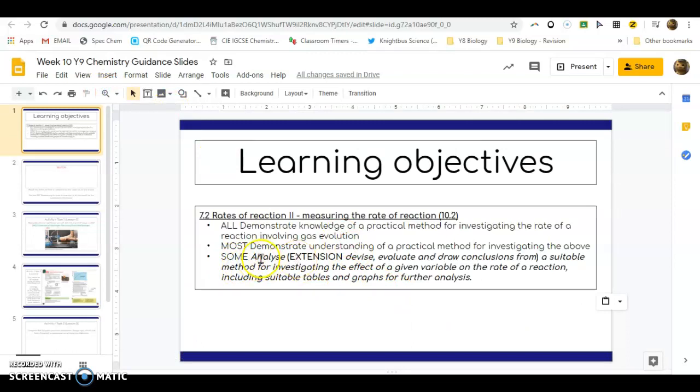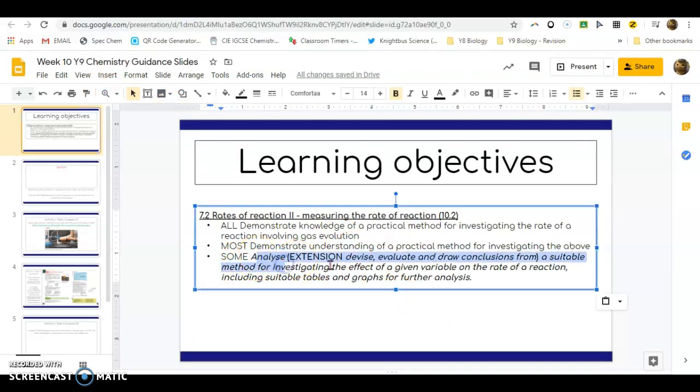And then with the extension, some of you are going to be able to analyze this with a suitable method for investigating the effects of a given variable on the rate of reaction, including suitable tables and graphs for further analysis. This is where this lesson will lead on to. The first lesson last week taught you about rates, just understanding what the term rate is. This is the second lesson, where I'm now developing your graphical skills.